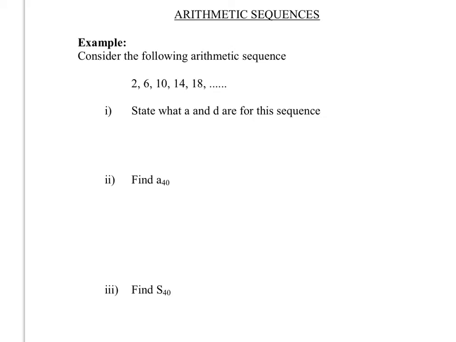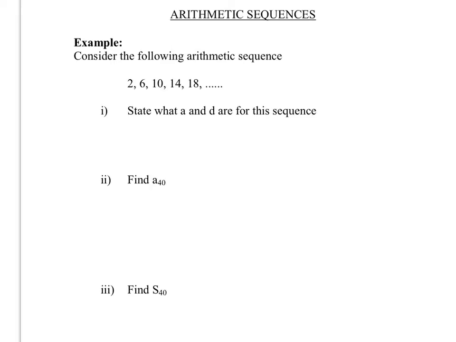Let's start with arithmetic sequences. An arithmetic sequence is an array of numbers in which each term is found by adding a fixed number to the preceding term. This is called an arithmetic sequence, or sometimes an arithmetic progression, sometimes shortened to an AP.